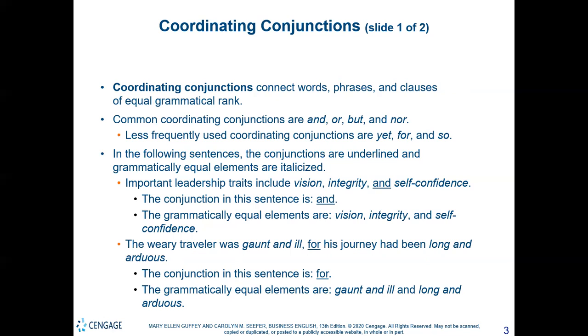The weary traveler was gaunt and ill, for his journey had been long and arduous. The conjunction in this sentence is for. The grammatically equal elements are gaunt and ill, and long and arduous.